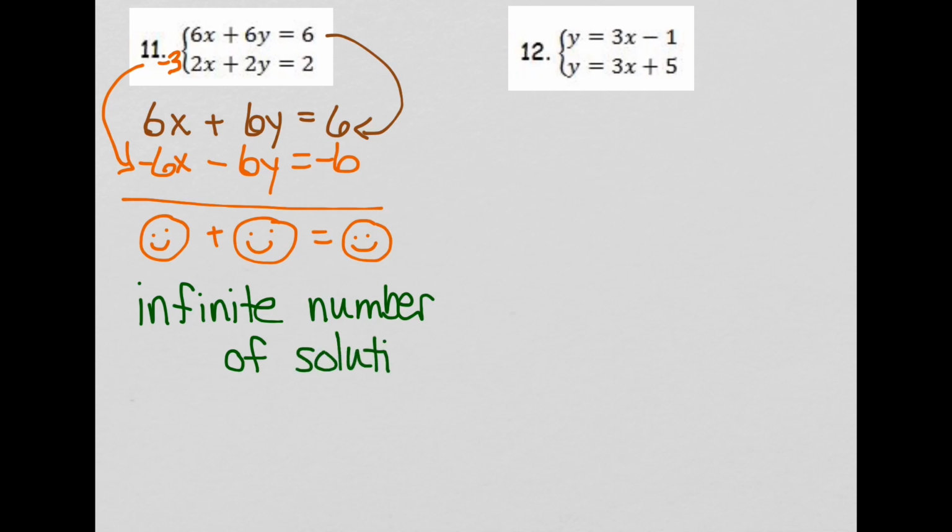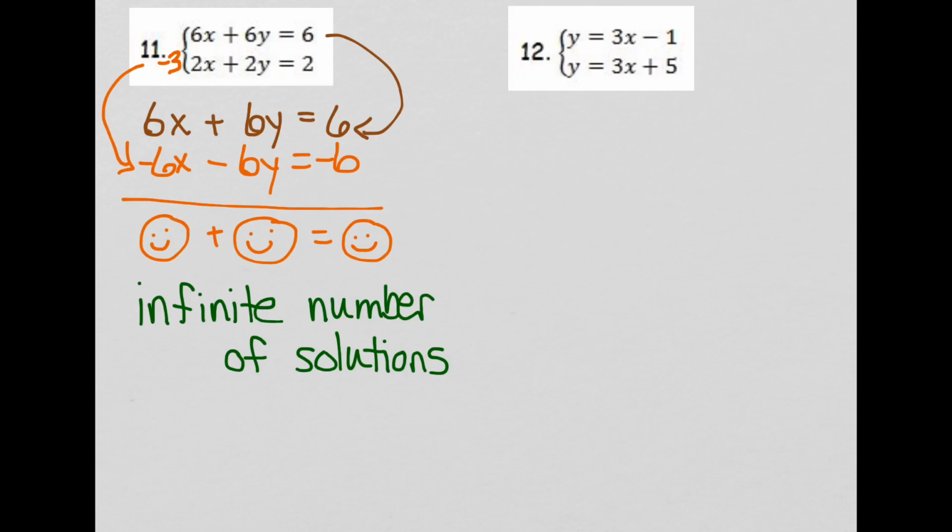And that's what happens when either everything goes to 0, or you might at the very end get something like 4 equals 4, something like that. That's an infinite number of solutions. No, I don't want you to write the infinity sign because that's a noun. And in this case, infinite is an adjective. It's describing how many, infinite number. So they're different. Okay, let's do number 12.